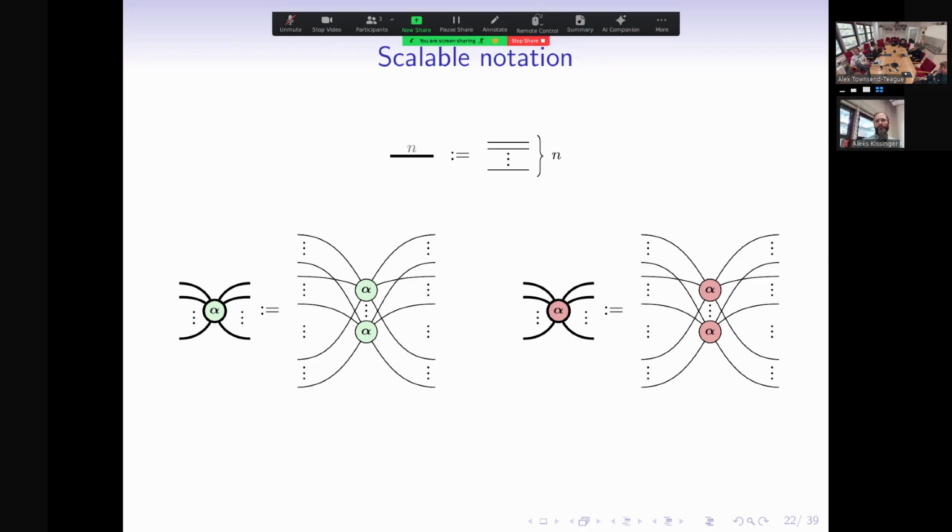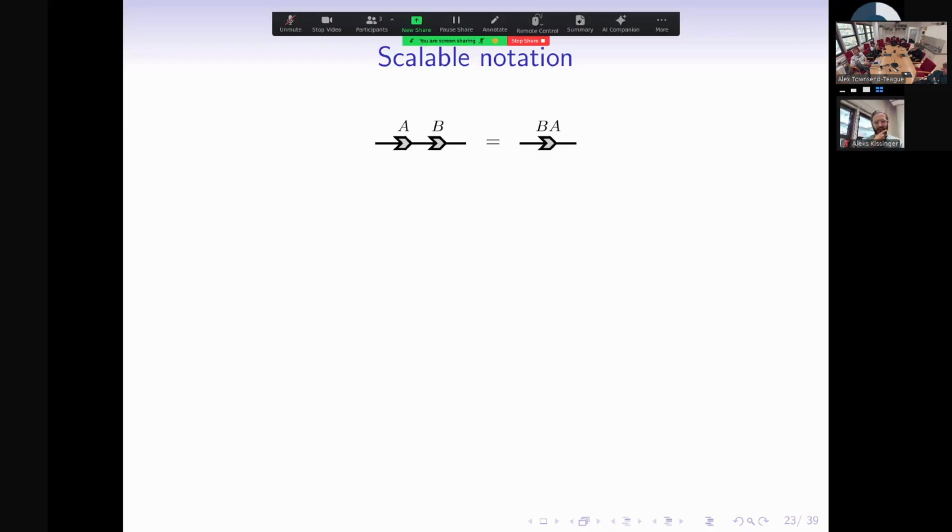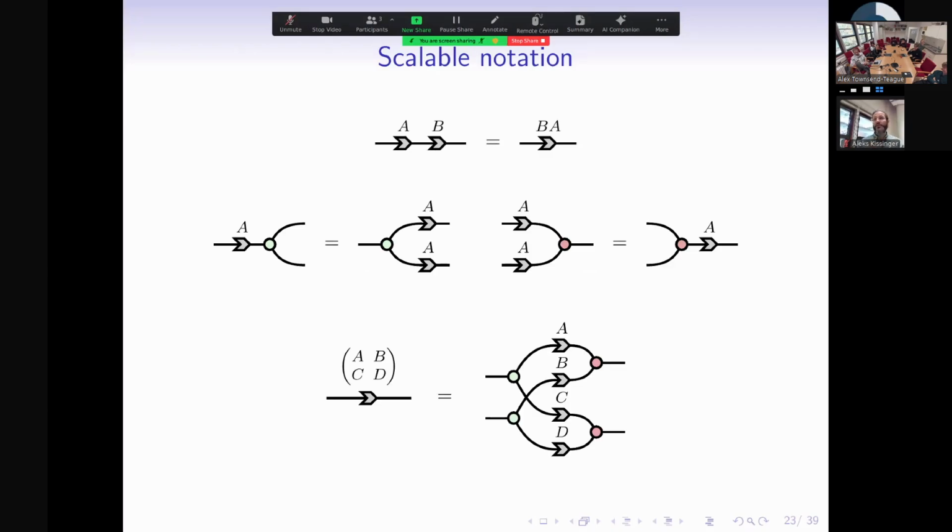And with these arrows, I can do the same thing with spiders. So rather than having a bunch of wires, I can also have a bunch of spiders, and then I have this arrow for the connectivity. So I have a bunch of green spiders connected according to this adjacency matrix to a bunch of red spiders. And these satisfy a bunch of very nice rules. In particular, if these matrices come together on a wire, they multiply.